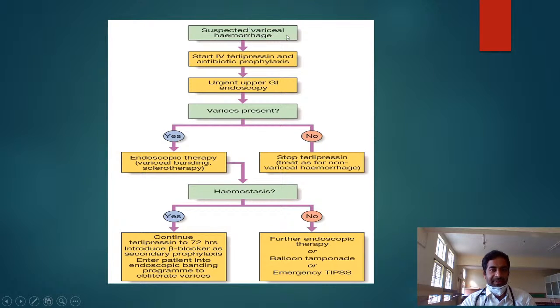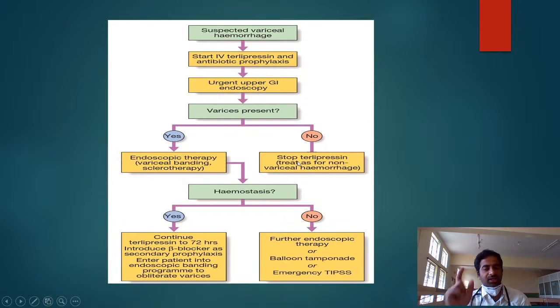If you're suspecting any variceal hemorrhage, the first thing you do is start IV terlipressin and antibiotic prophylaxis, and then you do an urgent upper GI endoscopy. If varices are present, go for endoscopic therapy with variceal banding or sclerotherapy. If the varices are absent, then you have to stop terlipressin and treat it as non-variceal. First you have to see if it is due to variceal bleeding or non-variceal bleeding. If it is varices, then you go for beta blockers or endoscopic therapy, variceal banding. Usually banding is done, and sclerotherapy can also be done.